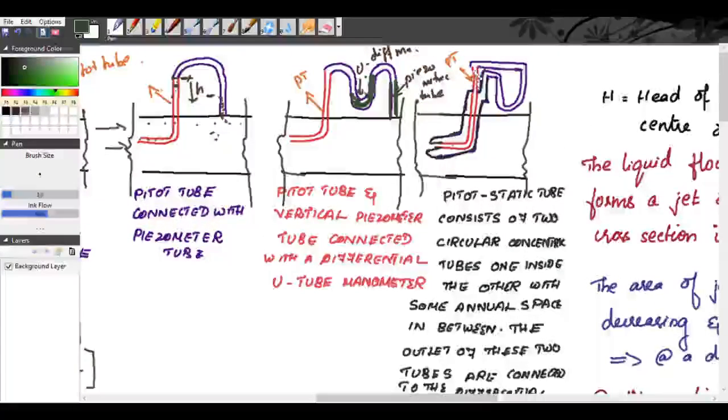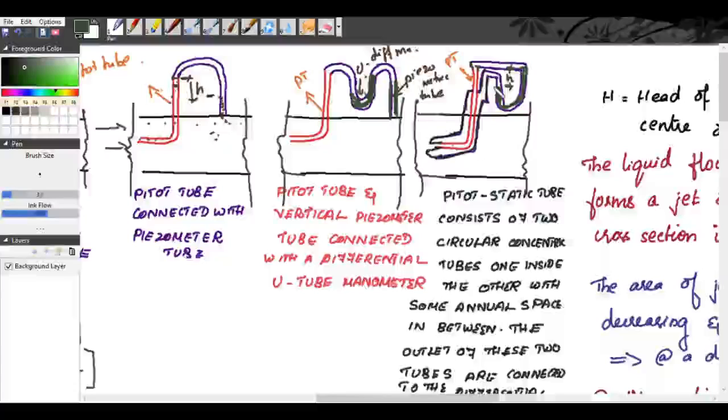This is the outlet of the Pitot tube, which is connected to the differential manometer. The outlet of this static tube is also connected to the differential manometer. Now, your difference in the liquid level will be like this. This difference is taken as small h.